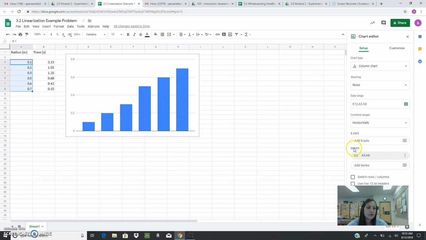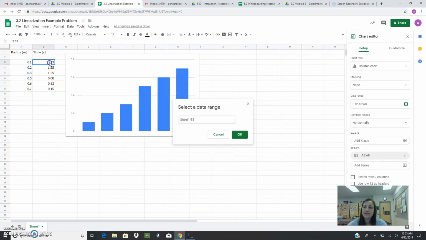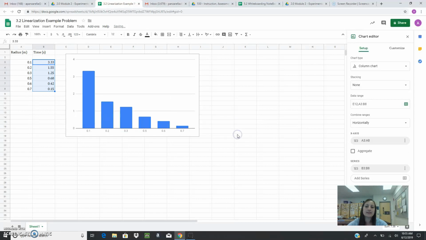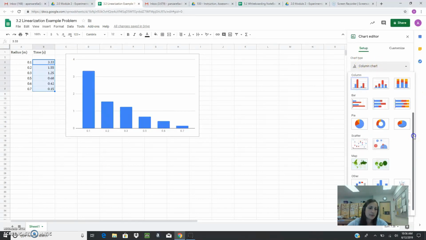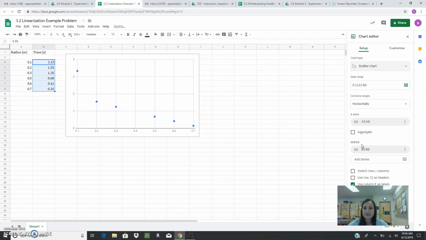So we go back over here to series, and I'm going to add series. So adding my Y values, so adding these in, now gives me my X, Y coordinate. And we never, ever, ever use a bar graph. We always use a scatter plot. So I went up to chart type. I'm going to scroll down to scatter.